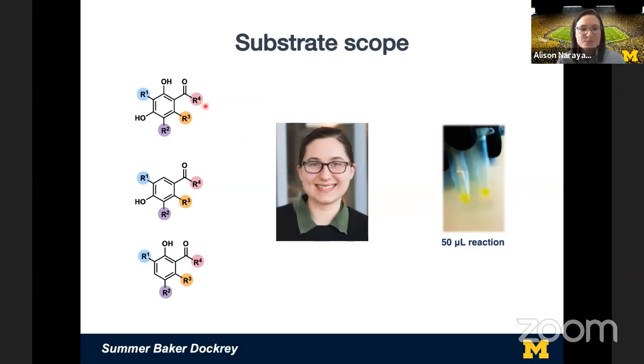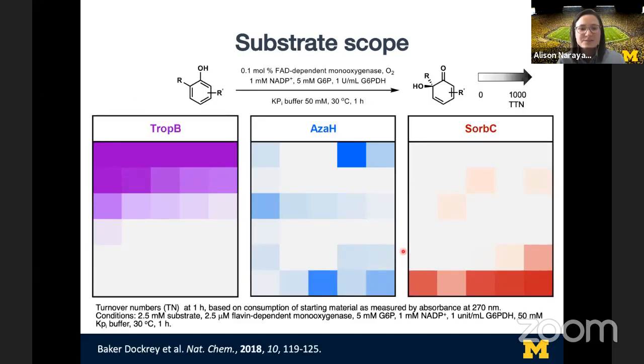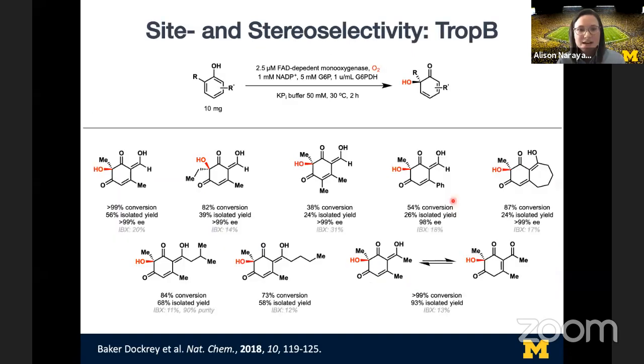And so the first step in this project was to synthesize a panel of substrates that could test the reactivity and selectivity of this panel of enzymes. And so Summer Baker Dockery, upon joining the group, made a panel of about 50 different substrates and assayed their reactivity in analytical scale reactions. So this is a snapshot of that data where you can see that each enzyme, when we're looking at their activity across this whole panel, does react with a subset of these substrates, and that each enzyme has a unique fingerprint of the types of substrates that it will dearomatize.